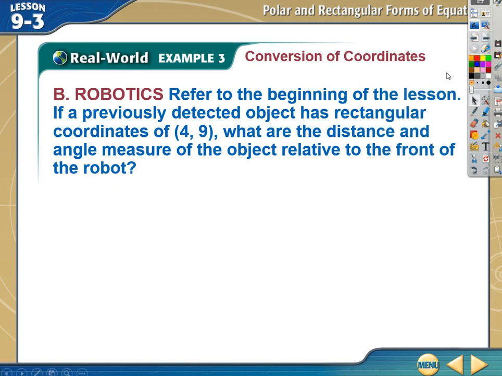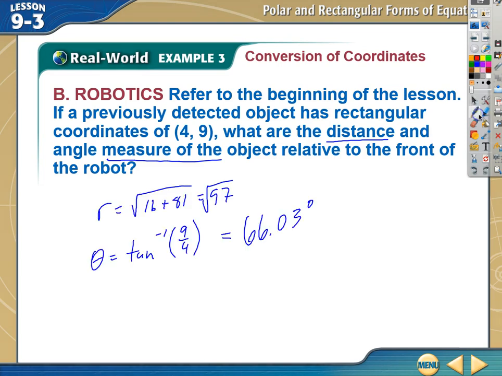Again, this is another robotics one. Refer to the beginning. If a previously detected object has a rectangular coordinate of 4, 9, what is the distance and angle measure of the object relative to the front of the robot? Again, they're asking for the polar coordinates. So please take a moment, find out the polar coordinates for this as best you can without using a calculator. I'm going to hit pause right about now. And there it is.